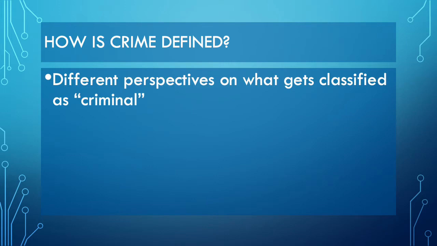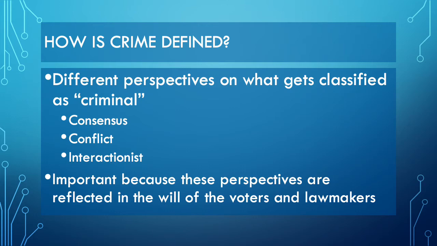Your textbook offers three different perspectives on what gets classified as criminal: the consensus perspective, the conflict perspective, and the interactionist perspective. And it's important because these perspectives are oftentimes reflected in the will of the voter and in lawmakers. And when lawmakers and voters embrace these perspectives, it gives us a better understanding of why certain behaviors are defined as criminal, even though they may not be harmful.